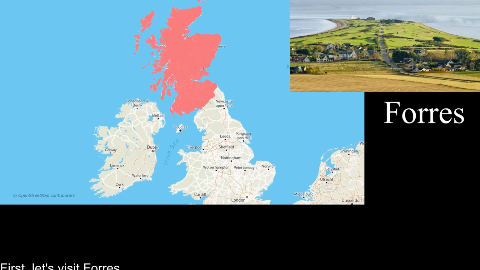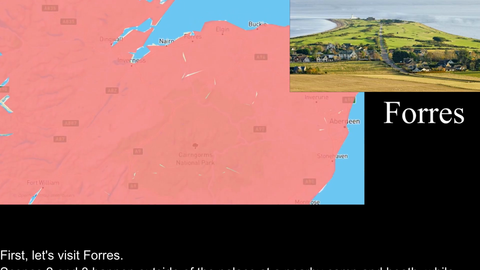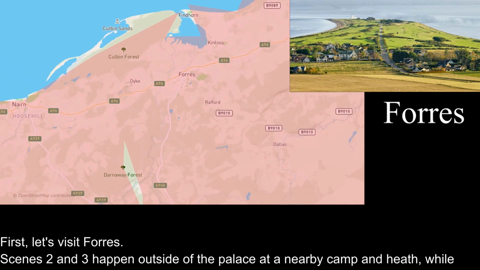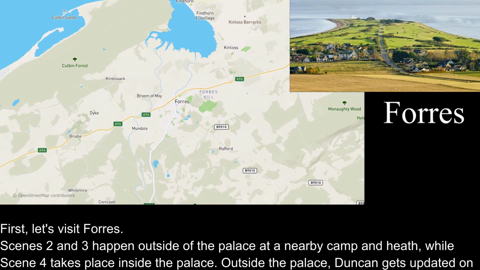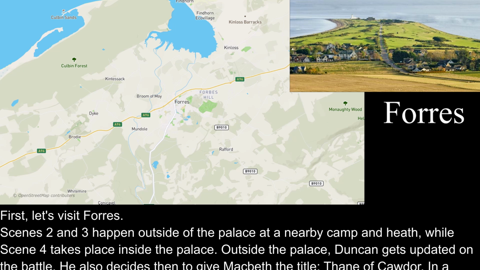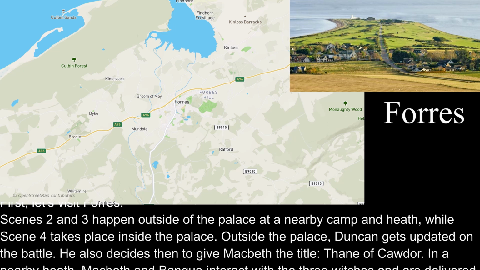First, let's visit Forres. Scenes 2 and 3 happen outside of the palace at a nearby camp in Heath, while scene 4 takes place inside the palace. Outside the palace, Duncan gets updated on the battle. He also decides then to give Macbeth the title Thane of Cawdor.